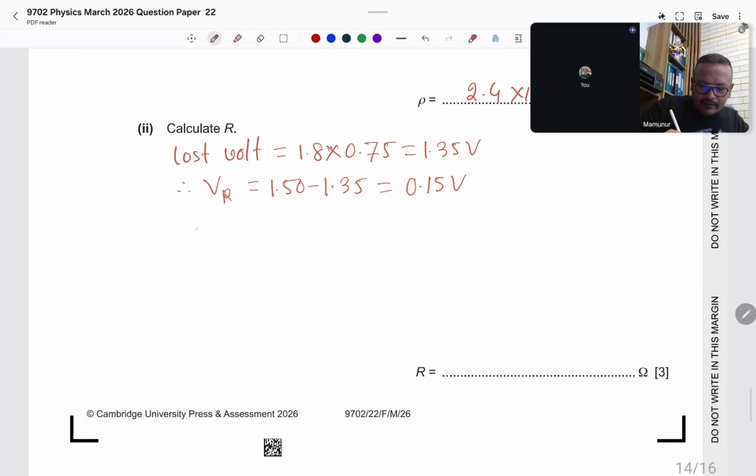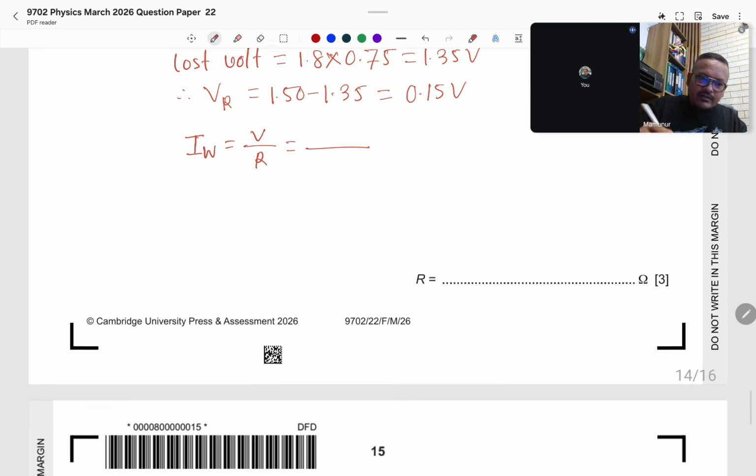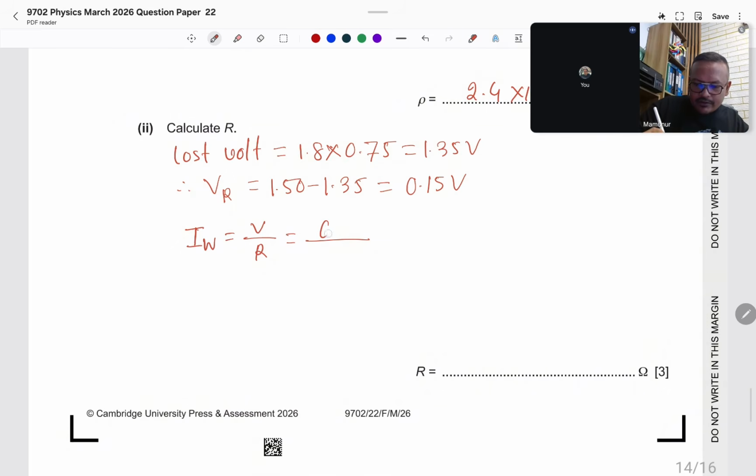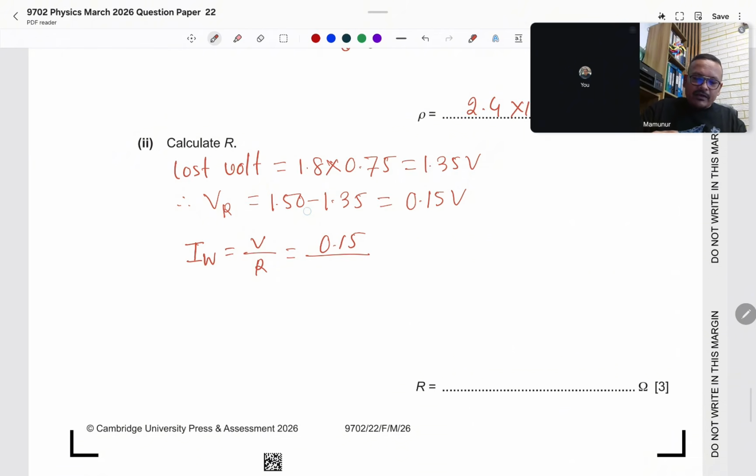Current across the wire, I_W, equals V by R. The voltage is definitely 0.15 here, because they are connected in parallel. The voltage remains the same, and the resistance is 0.82. I equals V by R, 0.15 divided by 0.82, equals 0.183 ampere.